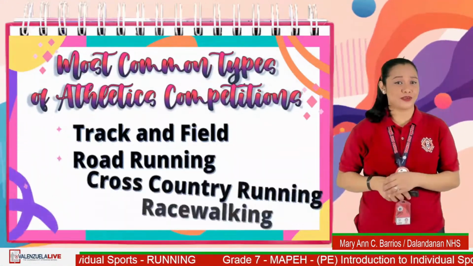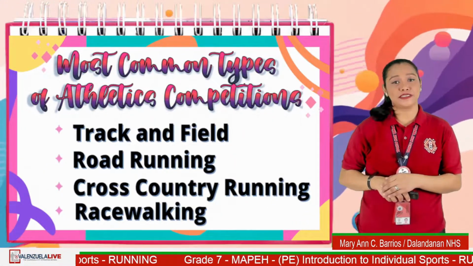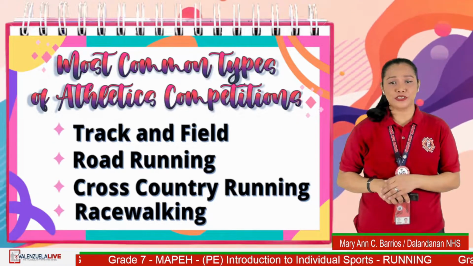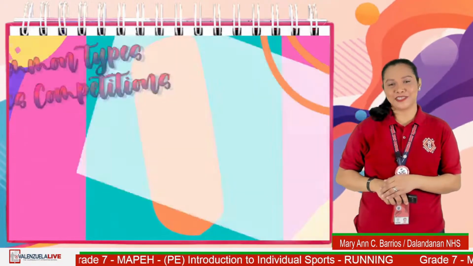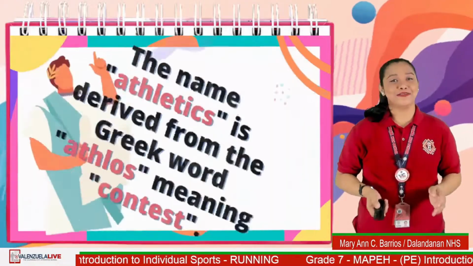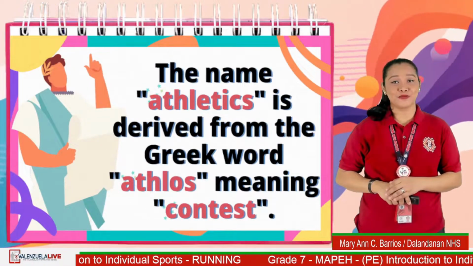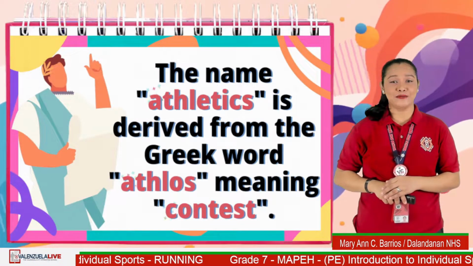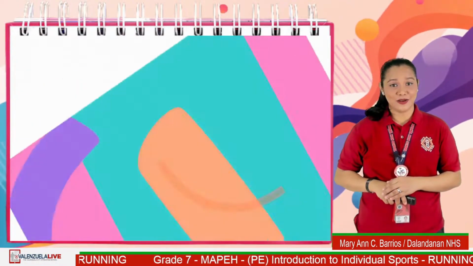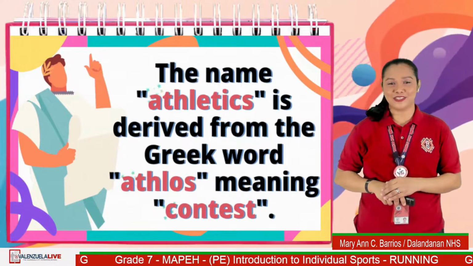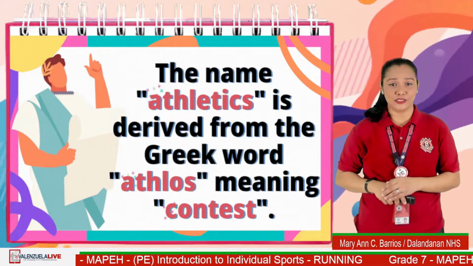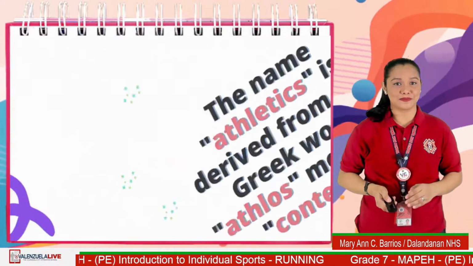What are the sports in track and field? Track and field are categorized under the umbrella sport of athletics, which also includes road running, cross-country running, and race walking. Track and field athletics are the oldest forms of organized sports, having developed out of the most basic human activities: running, walking, jumping, and throwing. The name athletics is derived from the Greek word athlos, which means contest.